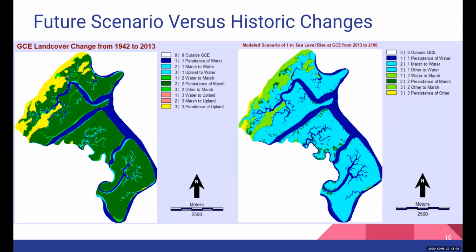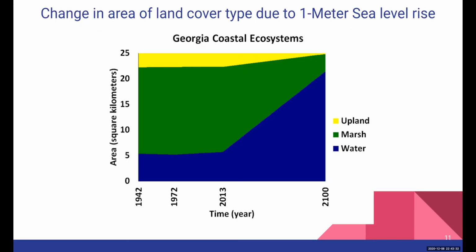This graph compares historic change in land cover to our modeled change in land cover by area. Our modeled scenario represents a clear departure from historic patterns, with the majority of the GCE area being covered with water by 2100.